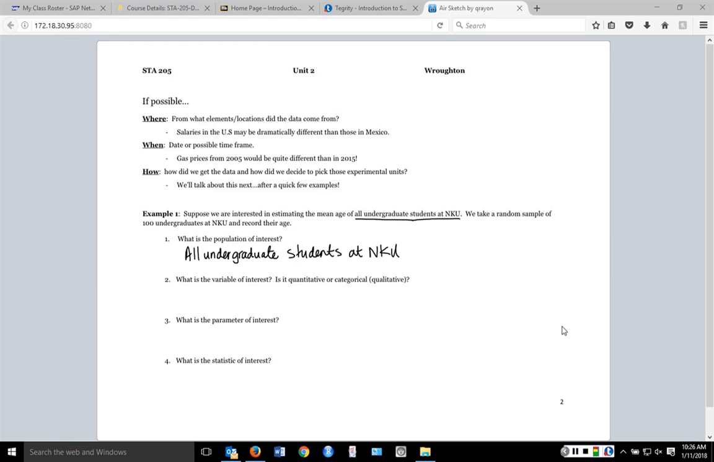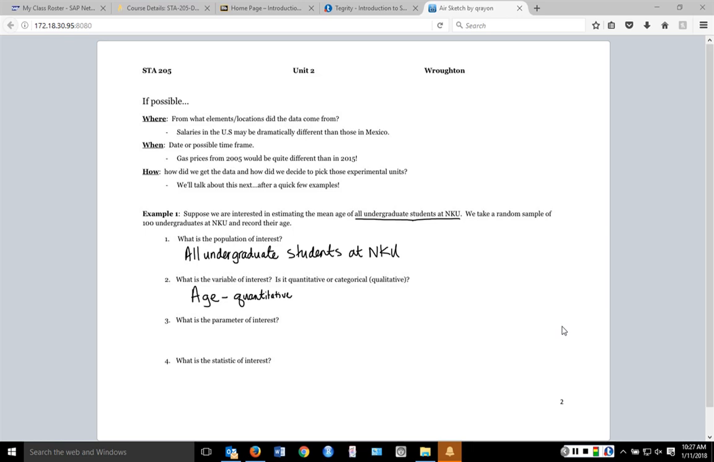Then we want to know what variable we're collecting, and then we want to know if it's quantitative or categorical. So if I have an undergraduate student at NKU in front of me, what information do I want to get from them? Well, it says I'm looking at recording their age. So age is the variable that we're interested in. And just as we talked about, this is a quantitative variable. We have units, it's in years when we calculate it. A difference of two numbers means something to me.